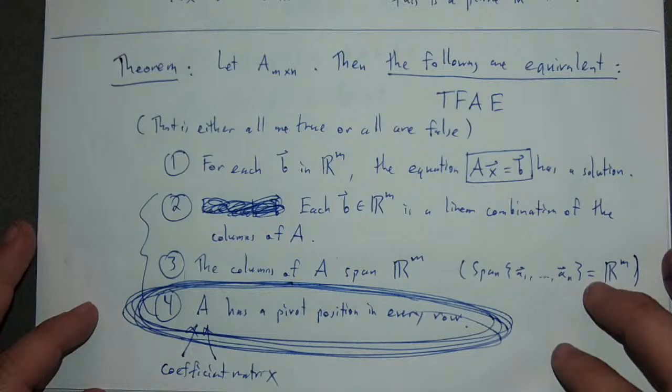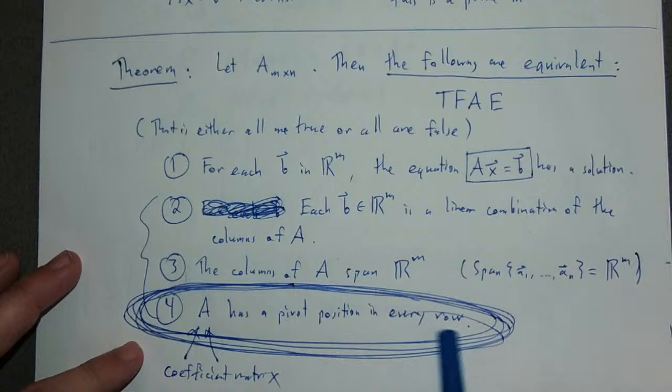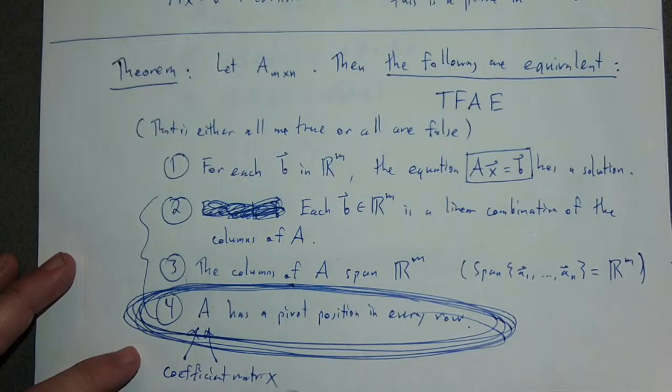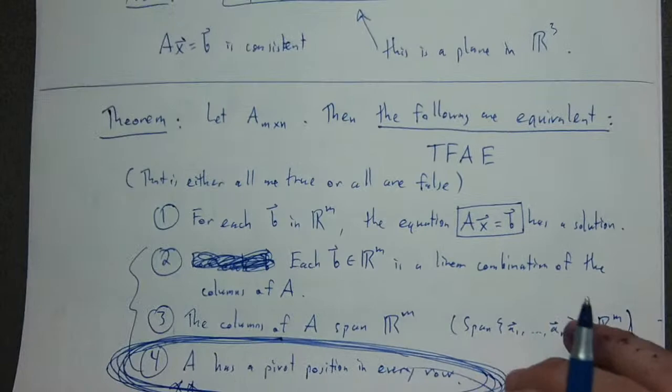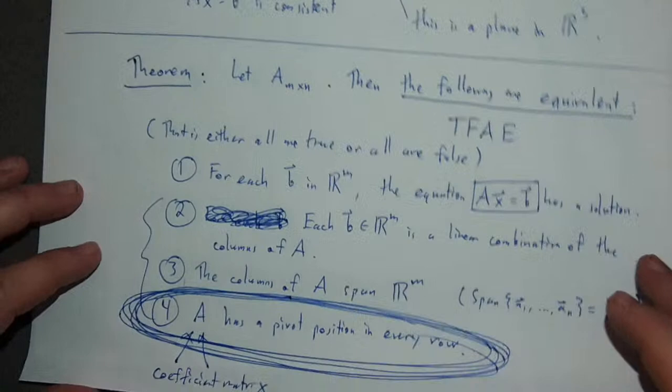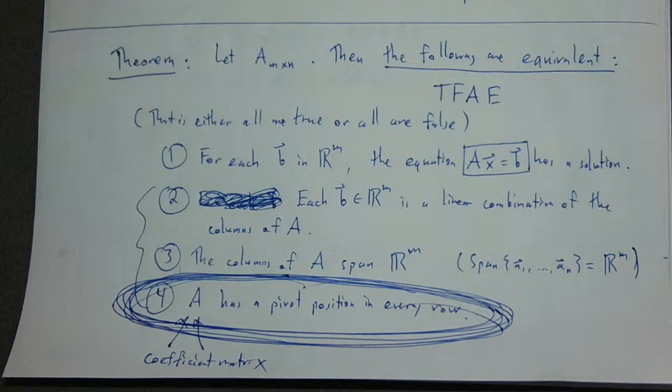But for now, this allows you to answer the question of whether or not AX equals B has a solution. So if A has a pivot position in every row, you don't even care what B is, right? Because this thing is going to have a solution regardless of B. Okay, so that's a nice fact. This actually tells you that in this case, you can kind of ignore the augmented matrix entirely and work on the matrix A itself. Aha. That is a very strong thing.